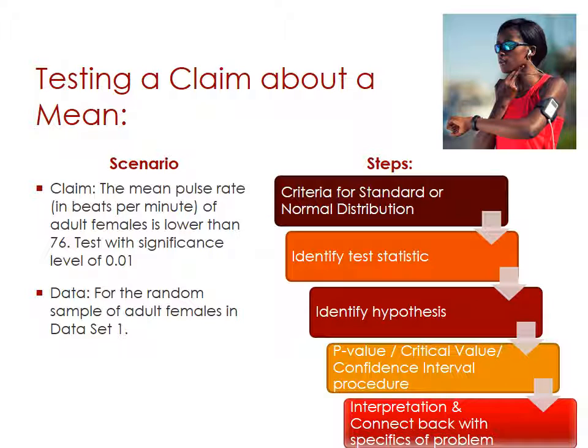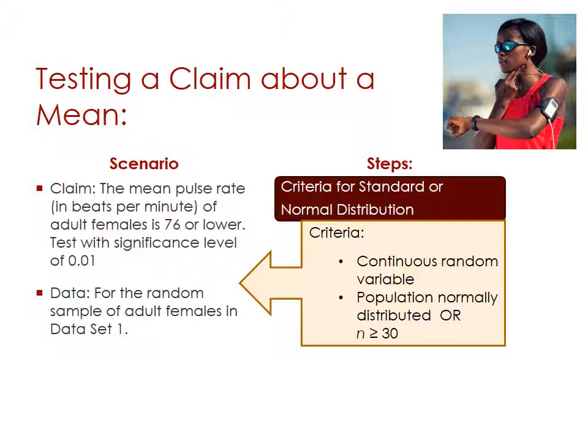We're going to go through the same steps here as we did before. So our criteria: we have a continuous random variable, or a population that's normally distributed, or n greater or equal to 30. Now we're looking at pulse rates here as something that's being measured, so it's going to count as a continuous random variable. We're not going to have a dichotomous variable, we're actually using it as a measurement.